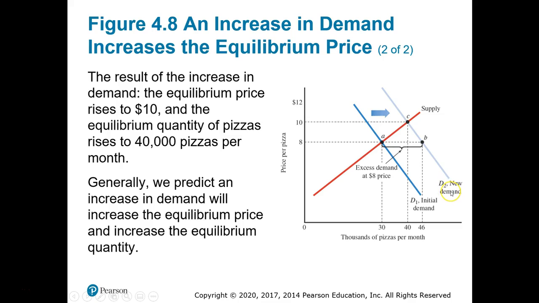The result of the increase in demand: the equilibrium price rises to $10, and the equilibrium quantity of pizza rises to 40,000 pizzas per month that they can actually agree upon. I don't want to sell 46,000 at $8. I want to sell 40,000. Okay, fine. You've met demand. The price is happy for everybody, but it's higher than it originally was. Generally, we can predict an increase in demand will increase the equilibrium price and increase the equilibrium quantity.